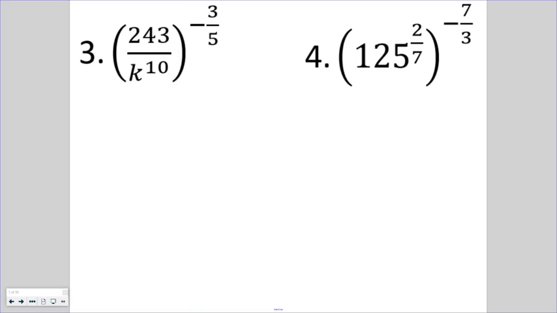Final answer there. Number 3, 243 over k to the 10th, all to the power of negative 3/5. I can do this a little bit differently than we did numbers 1 or 2, so it looks more similar to number 1.